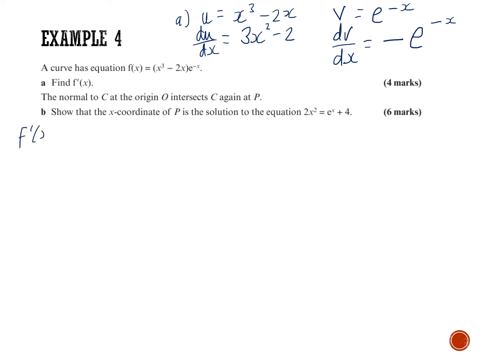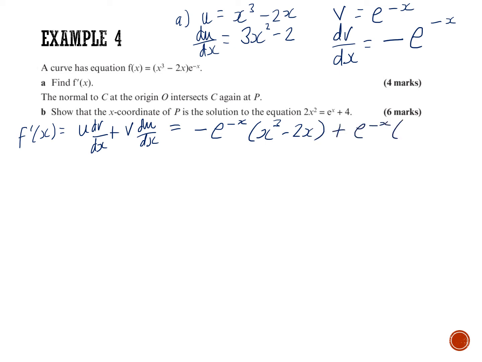Okay, so I'm going to use f dash x. Remember what it is. It's u dv dx plus v du dx. It's the product rule, so it's the more simple one of those. So let's have a look at what we get there. U dv dx, so I'm going to write that at the beginning, times that. Okay, plus v du dx. Do make sure that you pop a bracket around it. V du dx.